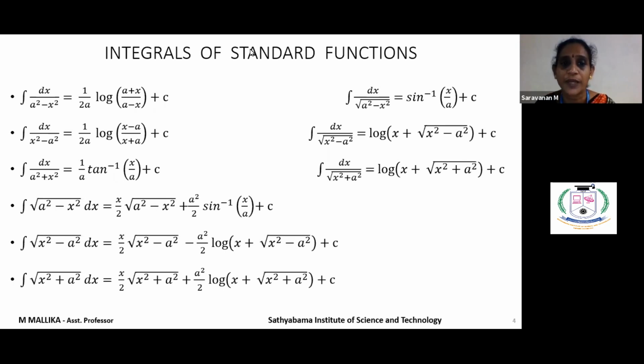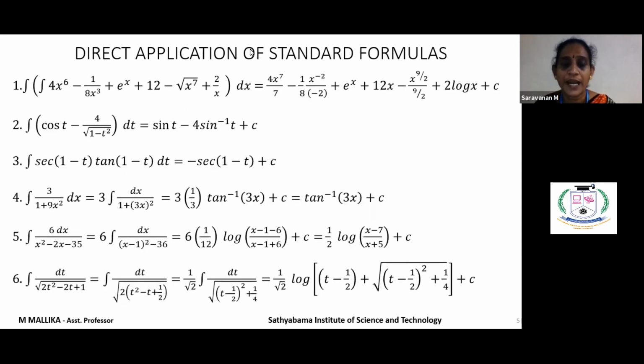So, using that formula, we have 6 into 1 by 2 times 6, which is 1 by 12 log of x. In the place of x, we have x minus 1 minus a is 6 by x minus 1 plus 6, which is 1 by 2 log of x minus 7 by x plus 5. Similarly, you can try out the sixth problem. There also you do the same thing.